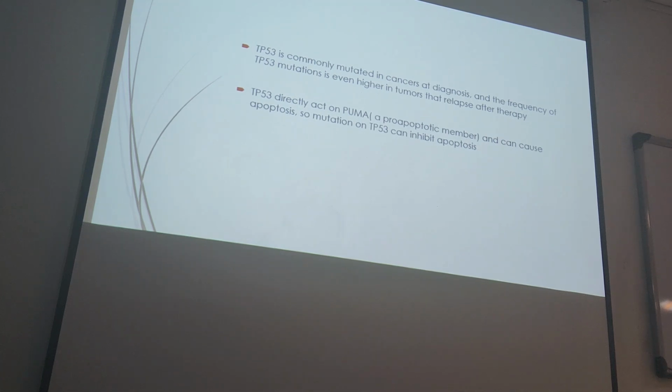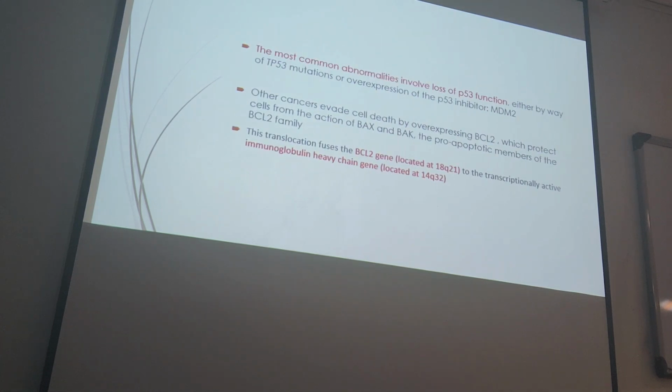As we said in the picture, TP53 directly acts on PUMA, which is a pro-apoptotic member and can cause apoptosis. So mutation of p53 can inhibit apoptosis. Okay, the most common abnormality involves loss of p53 function, either by way of TP53 mutation or overexpression of p53 inhibitors, which we call MDM2.